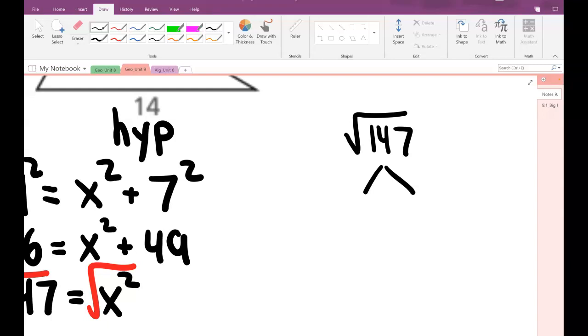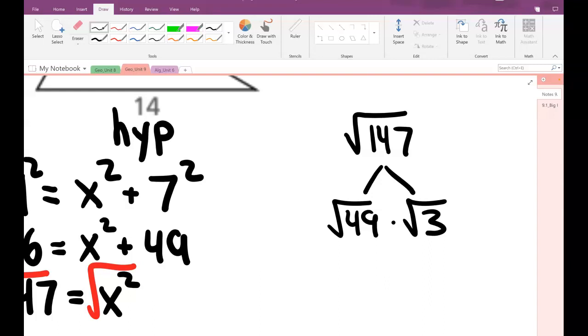So, for example, in 147, the largest perfect square that goes in there is 49. 49 is a perfect square because it's 7 times 7. So our square root rules say we could write this as the square root of 49 times the square root of 3, because 147 divided by 49 is 3. Kind of working back up our tree.